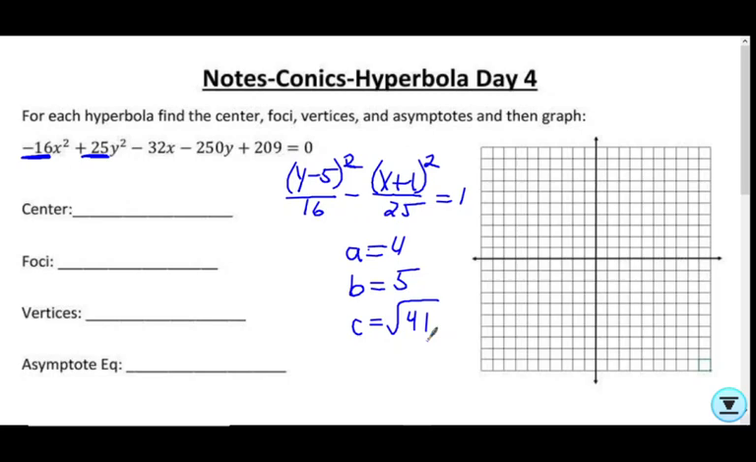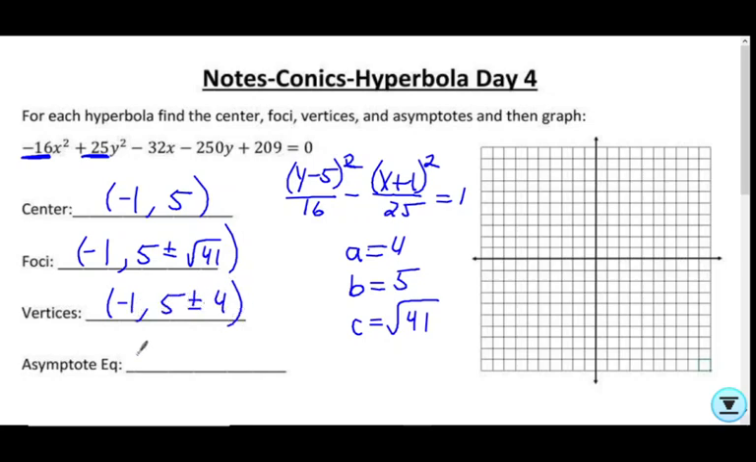My center is going to be negative 1, 5. This is a vertical hyperbola, so we use the equations, and for the foci, it's going to be negative 1 and then 5 plus or minus c, which is the square root of 41. My vertices are going to be negative 1 then 5 plus or minus a, which is 4. And my asymptote equation is y equals 5 plus or minus 4 fifths times x, oh, plus 1.